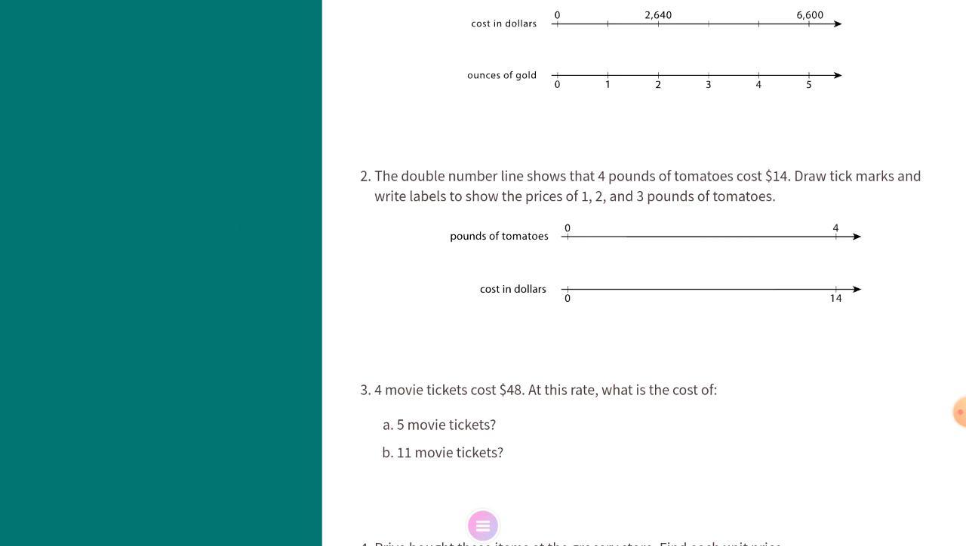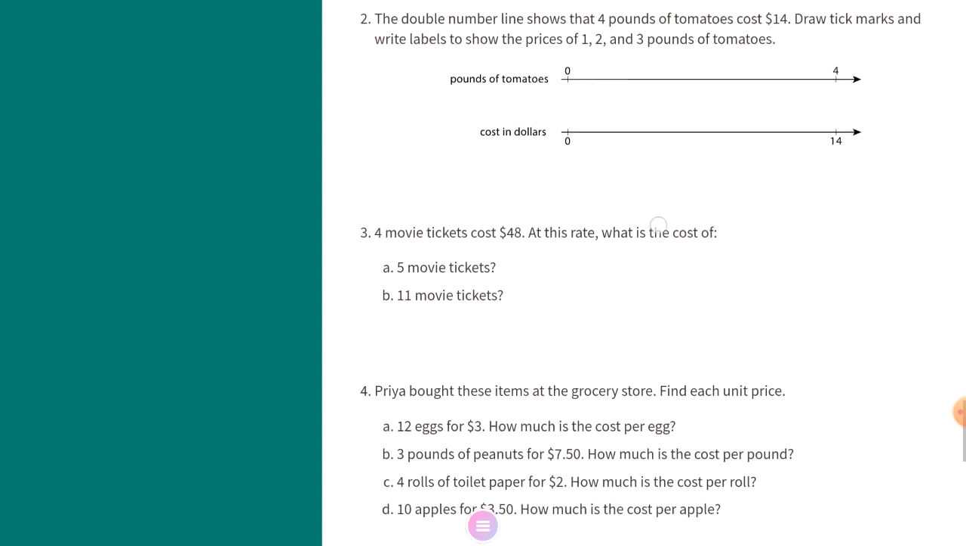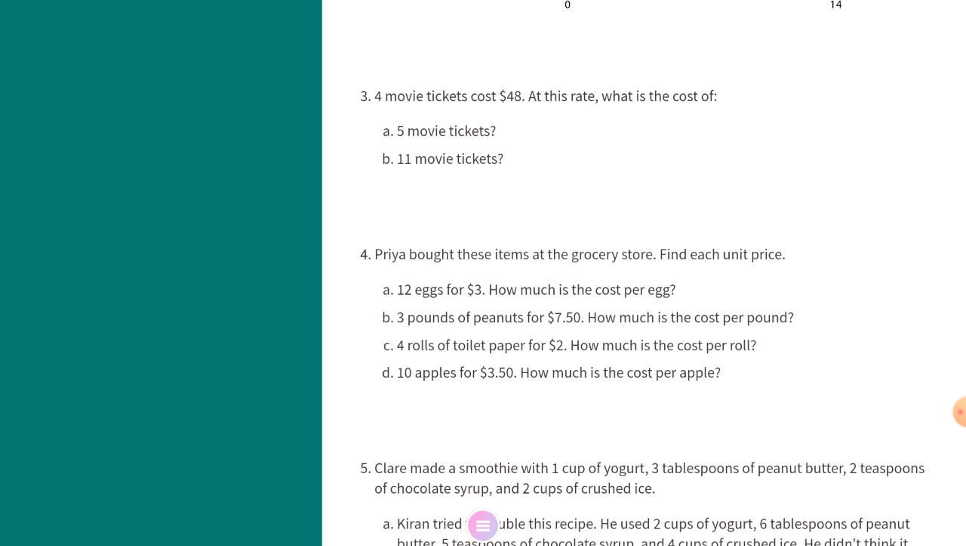Okay, number 3. It says 4 movie tickets cost $48. At this rate, what is the cost of 5 and 11? Where should I have started, Brady? You should have gotten to the point where it was 1 ticket and how much that cost. Yes, and when I grade these, what do you need?